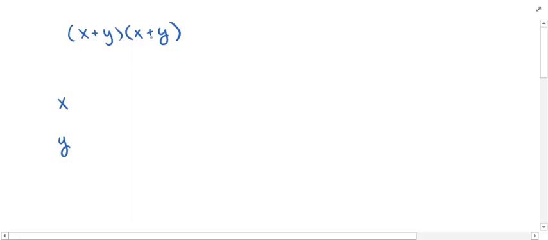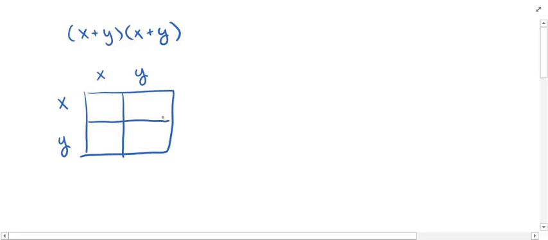And then across the top, I'm going to take the second piece here, so x plus y, and you make a box out of it, and then you just multiply each pair of terms together. So x times x is x squared, x times y gives you xy, y times x is the same thing as x times y, because when you multiply, it doesn't matter the order. So you're going to end up with another x times y, and then y times y gives you y squared. And what you get left with are the four terms that this thing expands into.